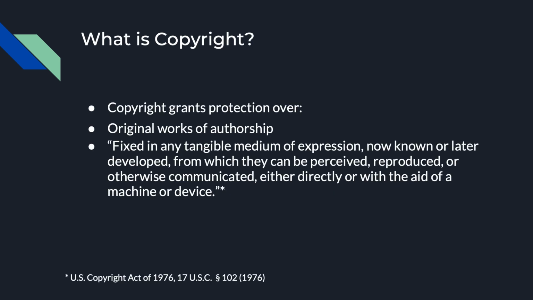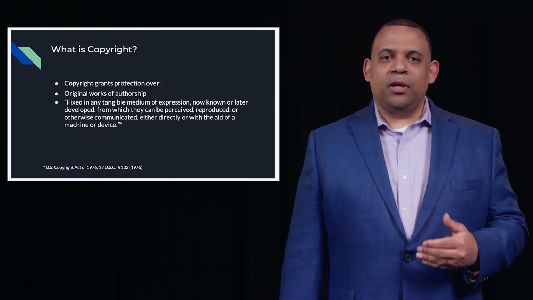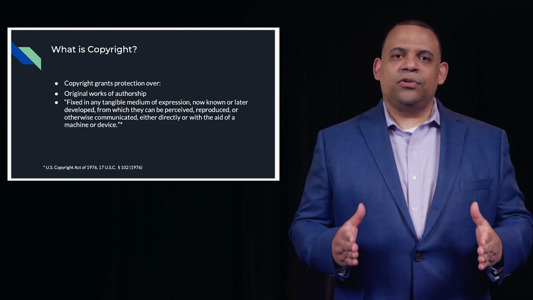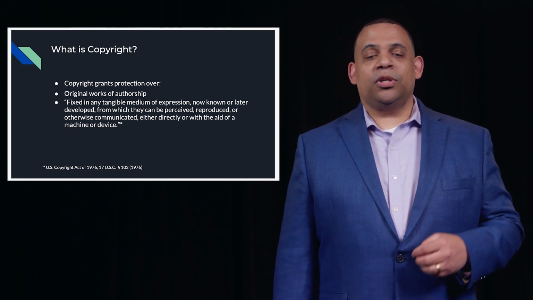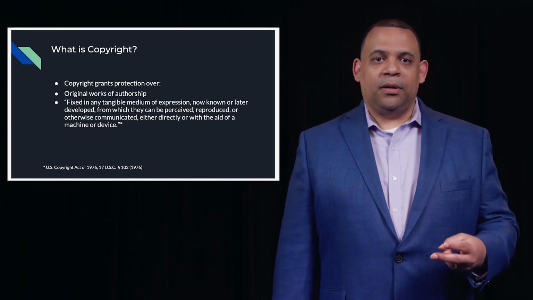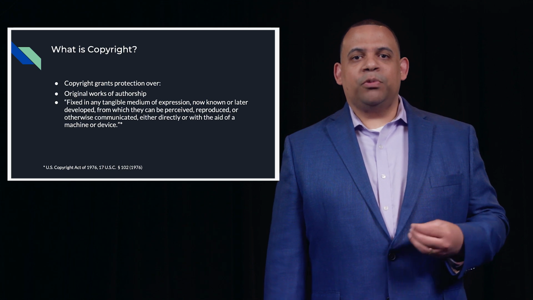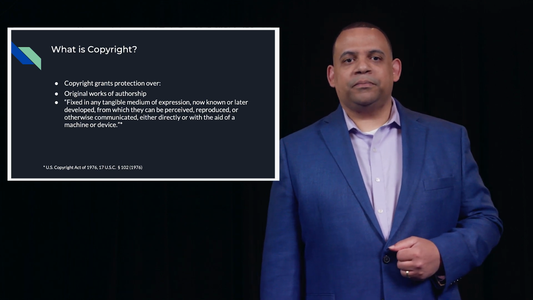So, what is copyright? U.S. copyright law grants protection over certain types of intellectual property, namely expressive works of original authorship, such as books, songs, photos, and movie scripts. U.S. copyright law creates a limited exclusive right over the protected property, which allows the copyright holder to control publishing, copying, distribution, and derivative uses of the work.